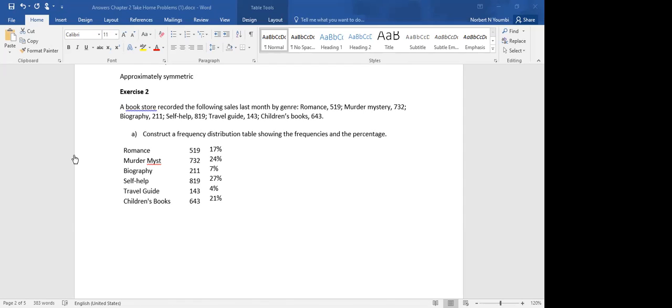So for the Pareto chart, we will highlight this and then insert and choose a vertical bar. This is not right. Sorry for this. I highlighted more than what I needed. Insert. This is the Pareto chart. And you can add the number. You can choose whichever one you want here.